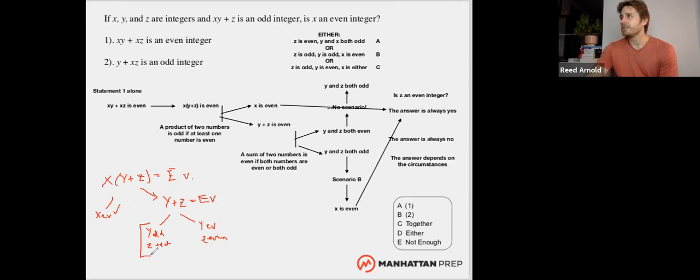And then, okay, if Y is odd and Z is odd, I'm in scenario B, so X is even. If Y is even and Z is even, well, Z is even, Y is odd. So this dies on the vine. So this is probably what my work would look like on the test. And it's testing cases, it's just testing kinds of numbers rather than testing actual numbers. But it helps me make the inferences I need. X is even, hey, the answer is always yes.